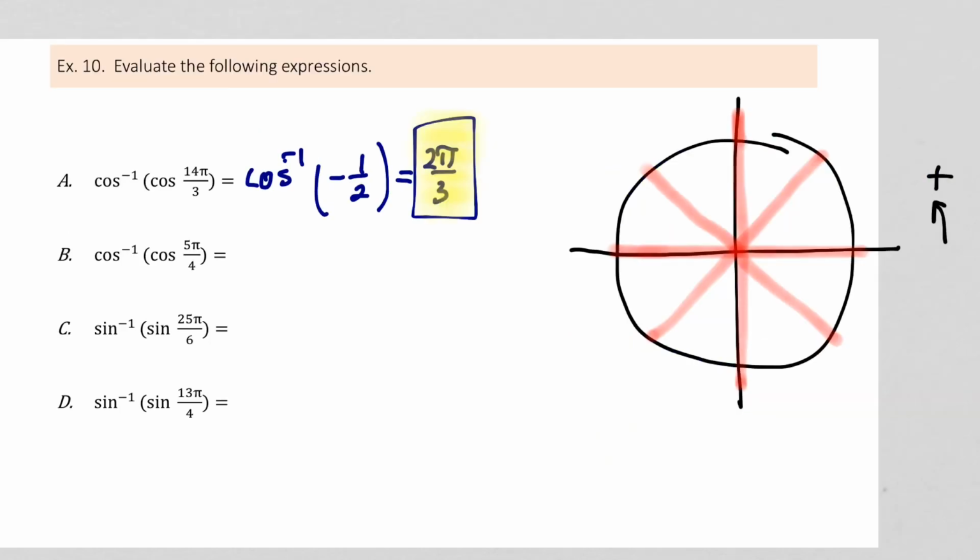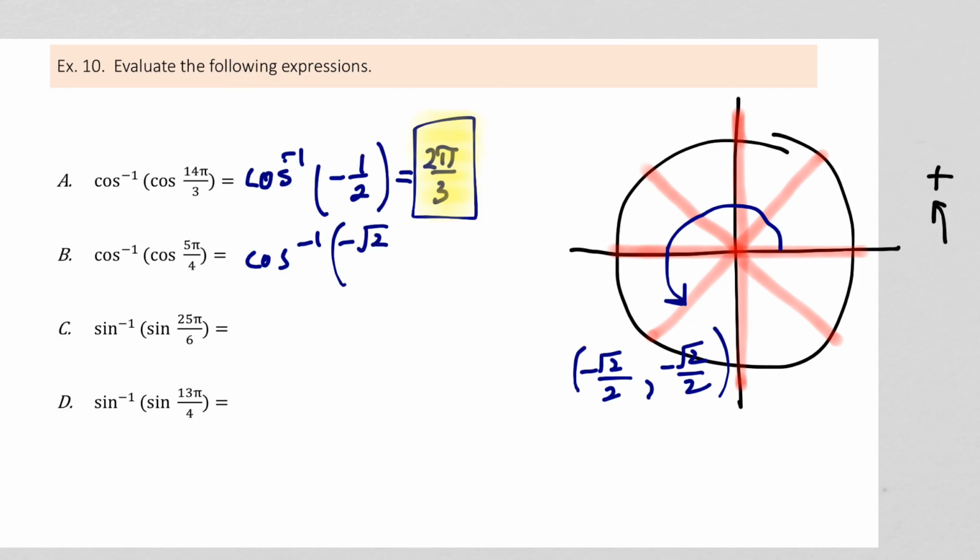All right, so let's look at B now. This time, I'm evaluating the inverse cosine of the cosine of 5 pi over 4. So let's find the cosine of 5 pi over 4 first. I've highlighted the pi over 4 lines, and let's count 5 of them. That's 1, 2, 3, 4, 5. So I'm right here. I've got a negative root 2 over 2 as my cosine, and a negative root 2 over 2 is my sine. So we're interested in the cosine of 5 pi over 4. So we say negative root 2 over 2.